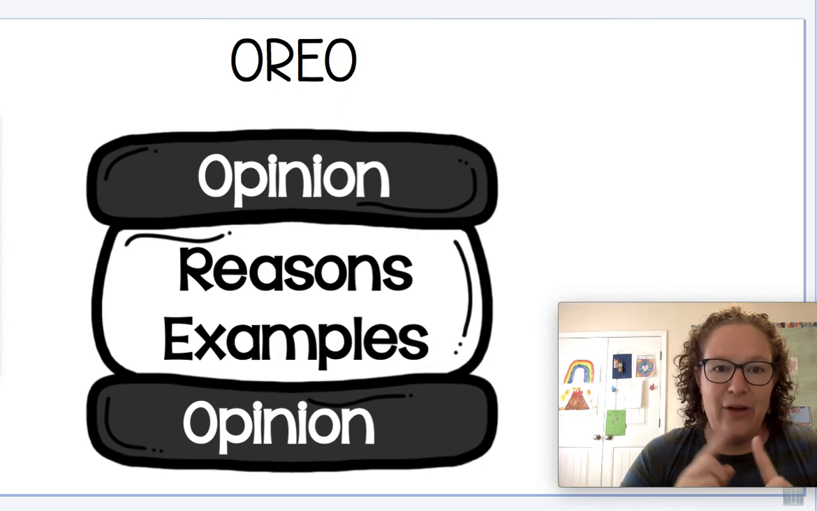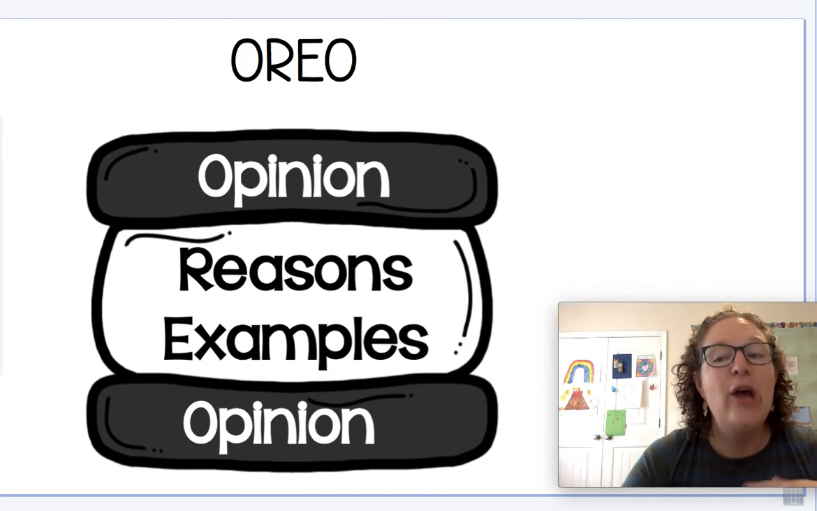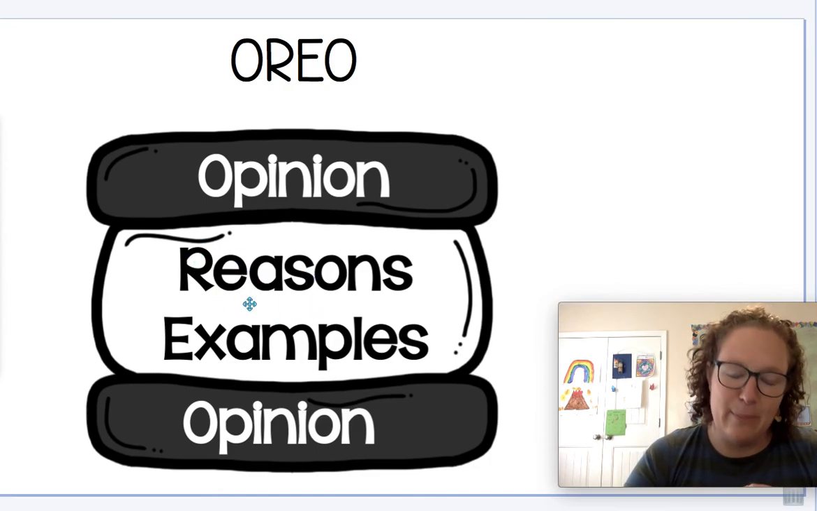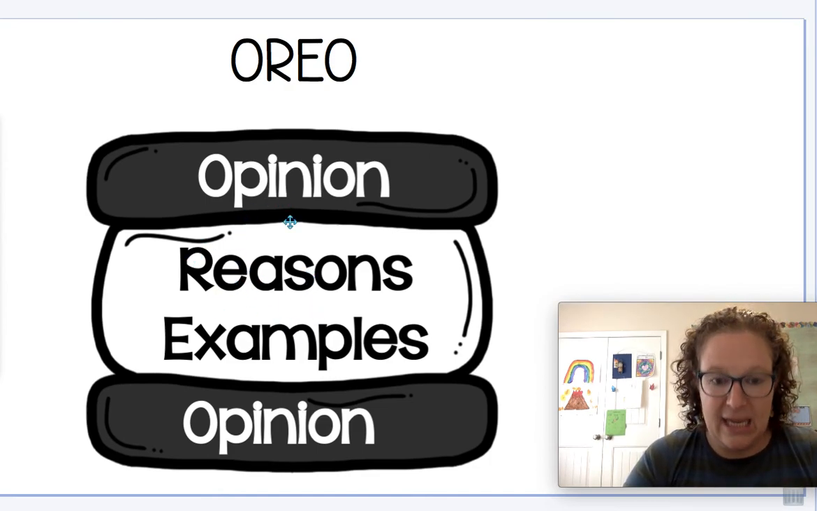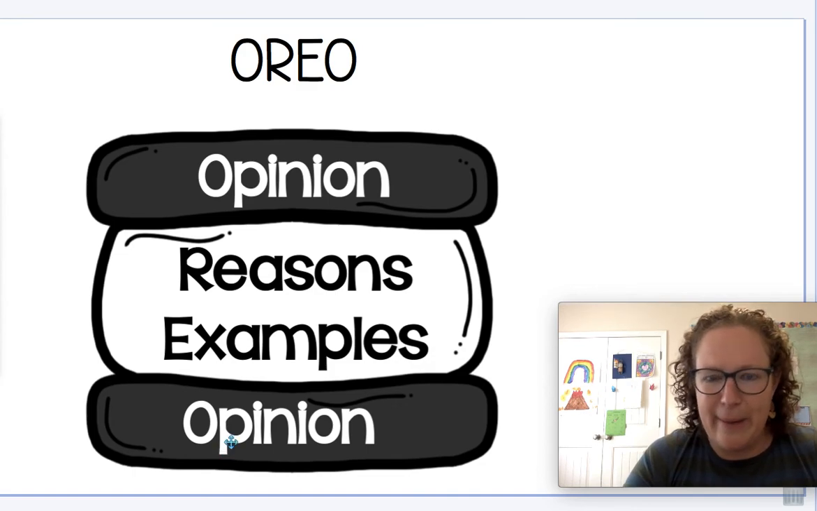And we know the OREO all stand for something that will help us remember the parts we need when we're writing an opinion paper. So we always start with stating our opinion, and then we give reasons and examples why we have this opinion. And then we end by stating our opinion again, and that usually is called a conclusion or a concluding statement. So those are the important parts that we need when we're writing a paper.